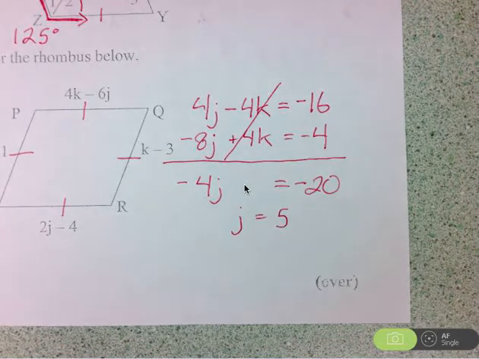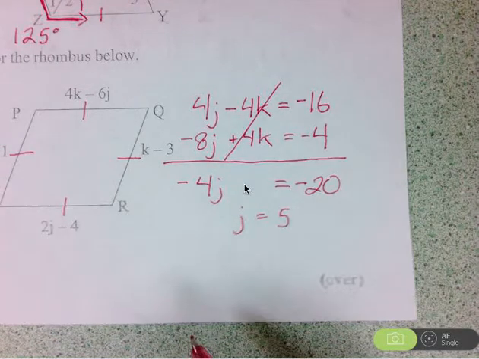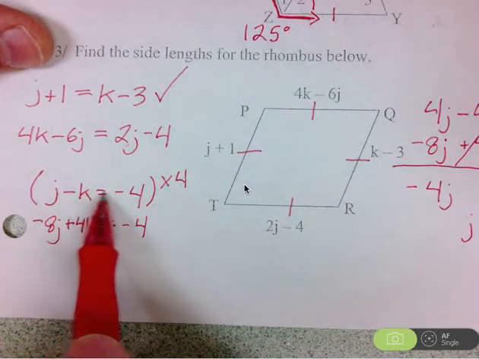And notice, if I wanted to, I could solve for k, but I don't need to get fancy here because all I want to do is find the side lengths for the rhombus. So it's perfectly fine if you want to take the time to solve for k. It's not a problem. I would choose the simplest equation here, j minus k equals negative 4.